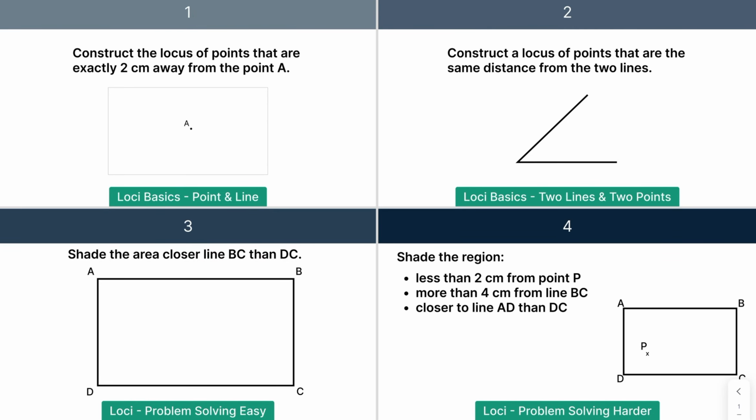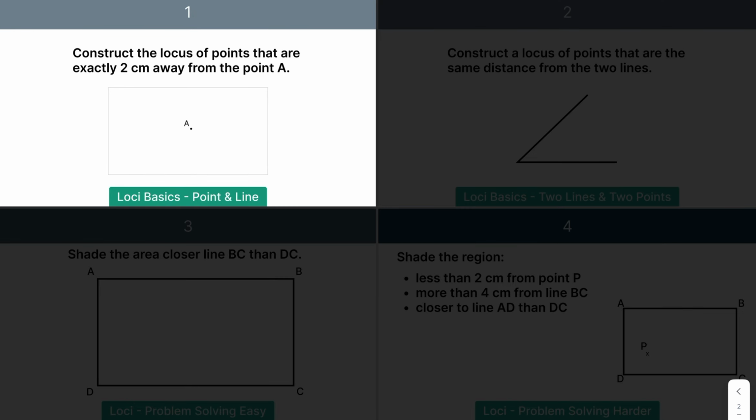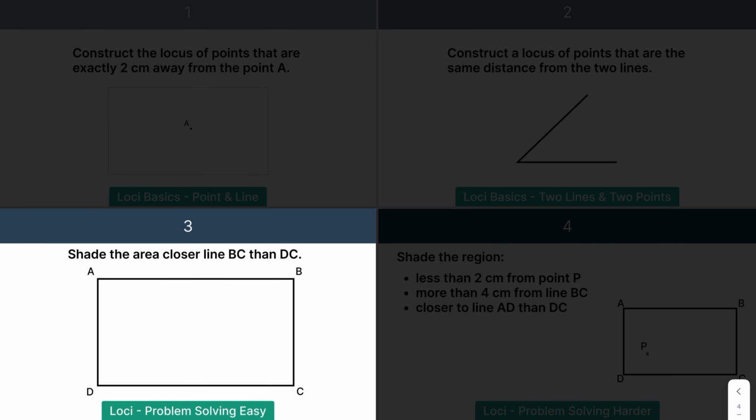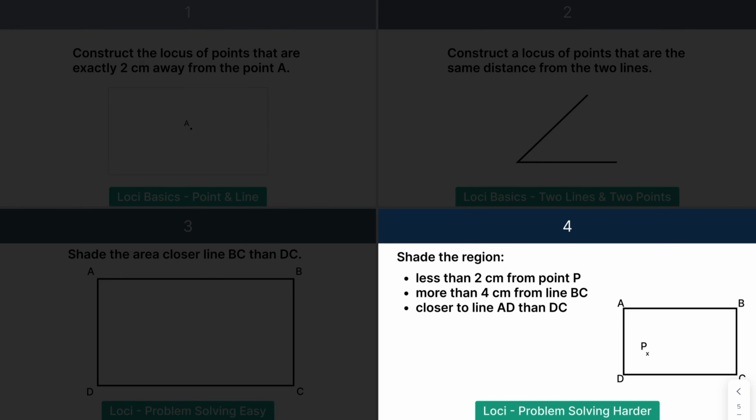Loci is what we're looking at in this video. It's split into 4 parts. First we're going to start off by looking at simple examples around drawing a loci around a point and a line. Then we're going to move on to looking at 2 lines and 2 points. And then we're going to look at problem solving questions like this, and then much more difficult problem solving questions like this with loci.